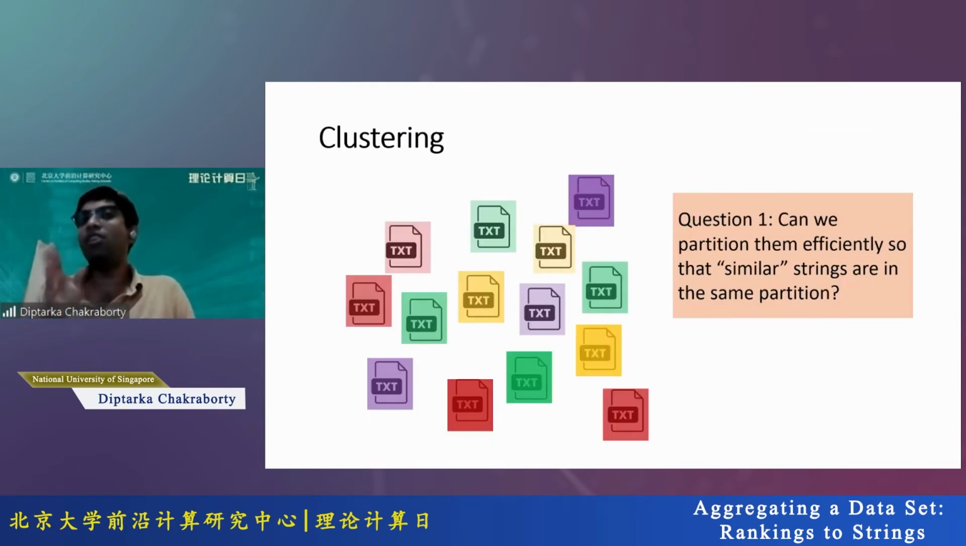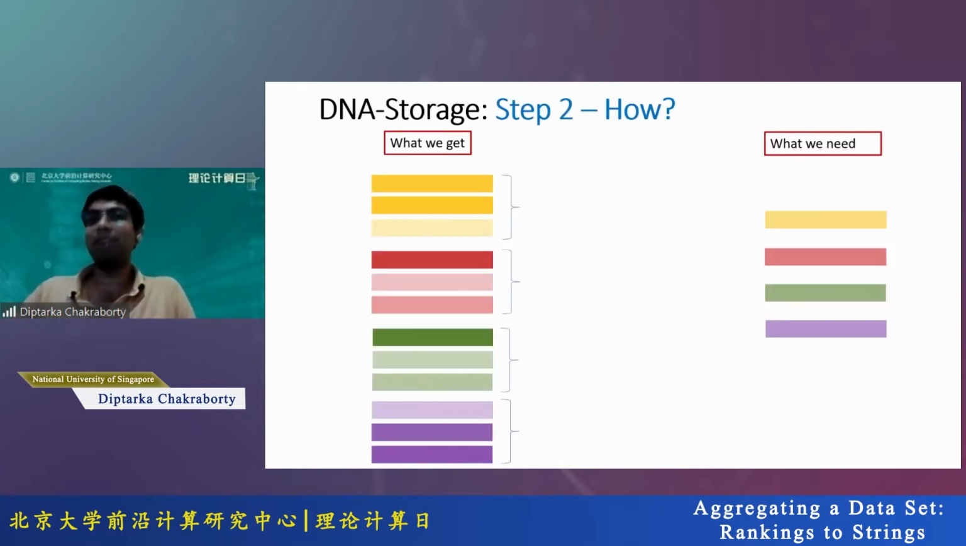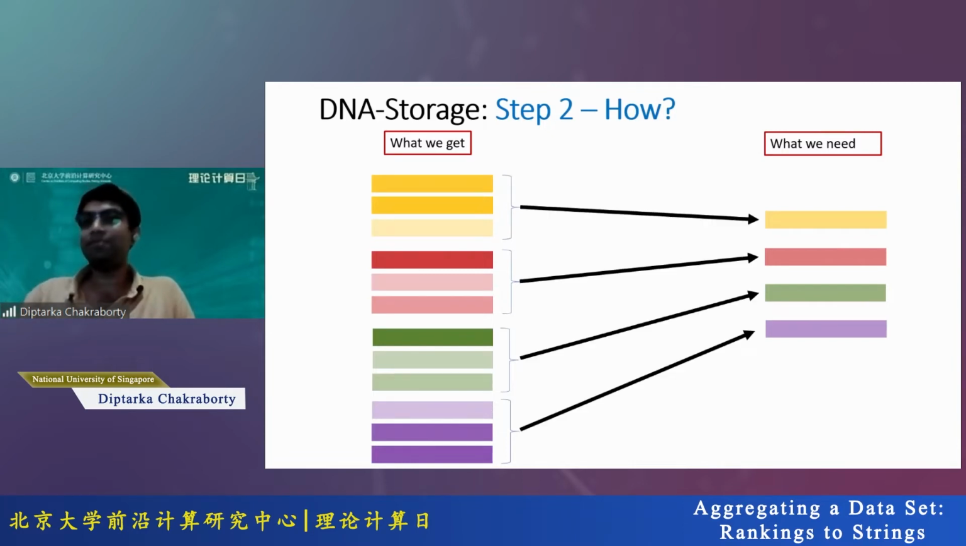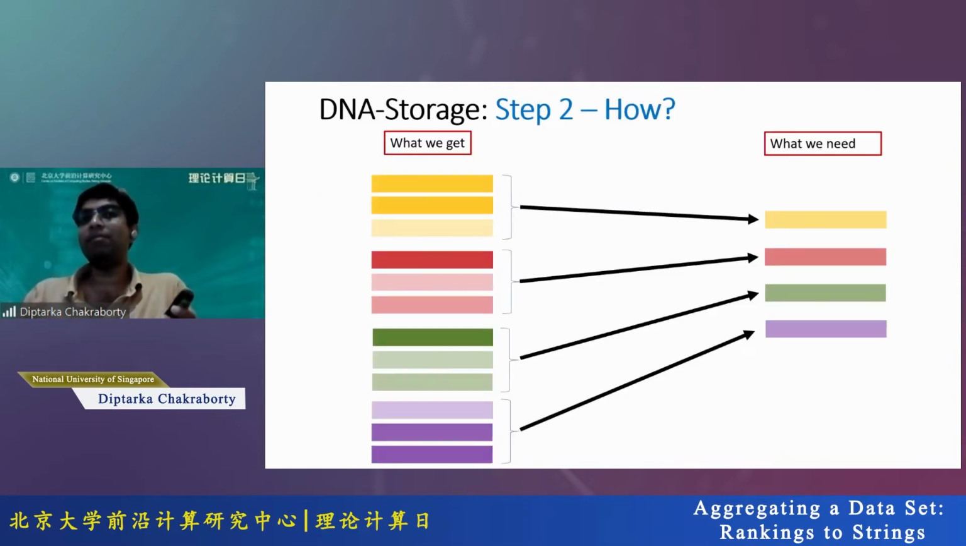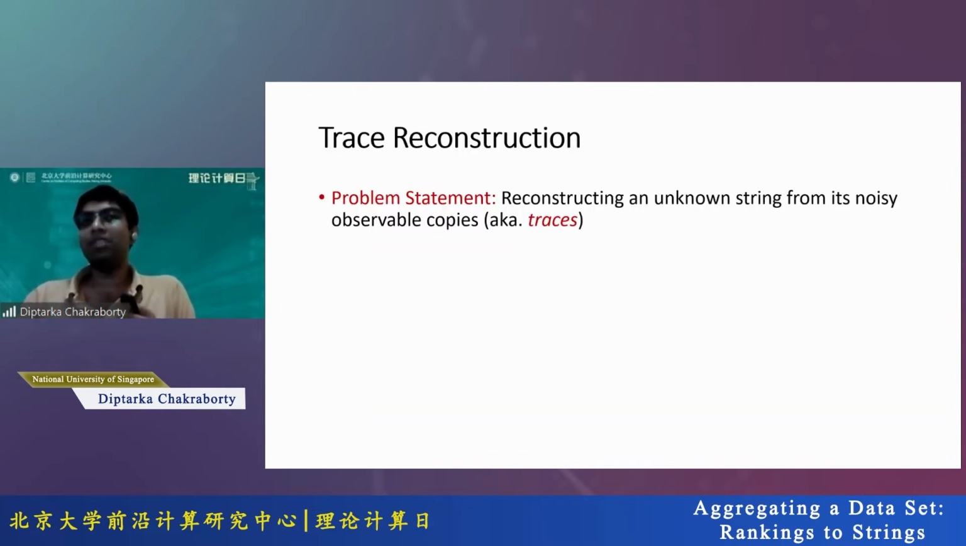Okay, so in this talk, I will not actually talk about this clustering part, but rather I will focus on the second part. Once I do the clustering, how can I retrieve the original string? After performing clustering, we will focus on one particular cluster. It has noisy copies of one particular chunk. Now from them, how can I retrieve the original chunk? So this question is another fundamental question, which is called trace reconstruction.